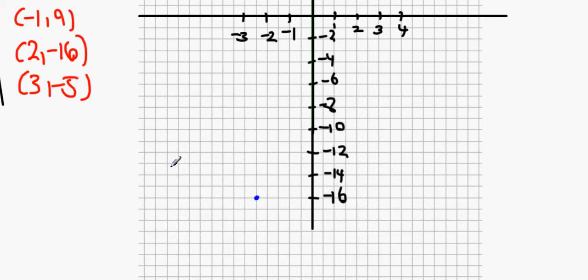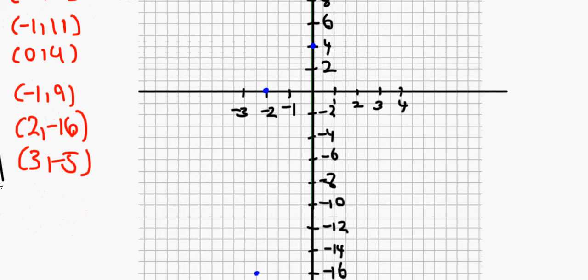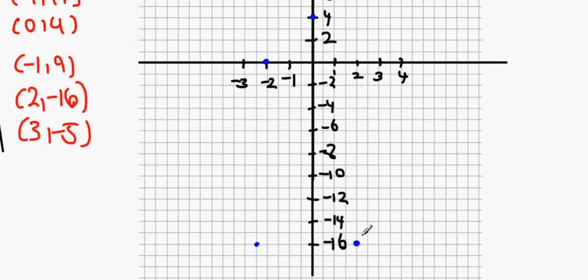And then we're going to have minus 2, 0 going to be up here. We're going to have minus 1, 11, which would be all the way up here. Then 0, 4 down here. We're going to have minus 1, minus 9, which is here. I say minus 1, 9, which is here. And then we're going to have 2 minus 16, just going to drop dramatically down to here. And then 3 minus 5, which is going to be here.